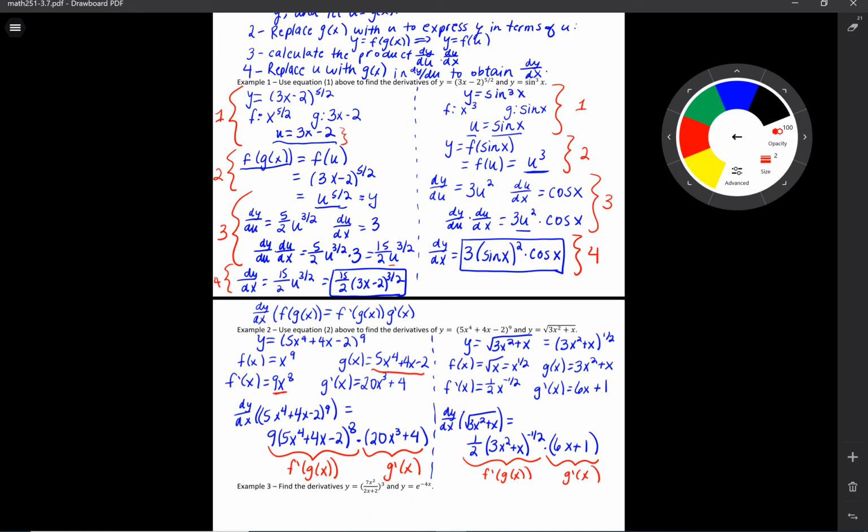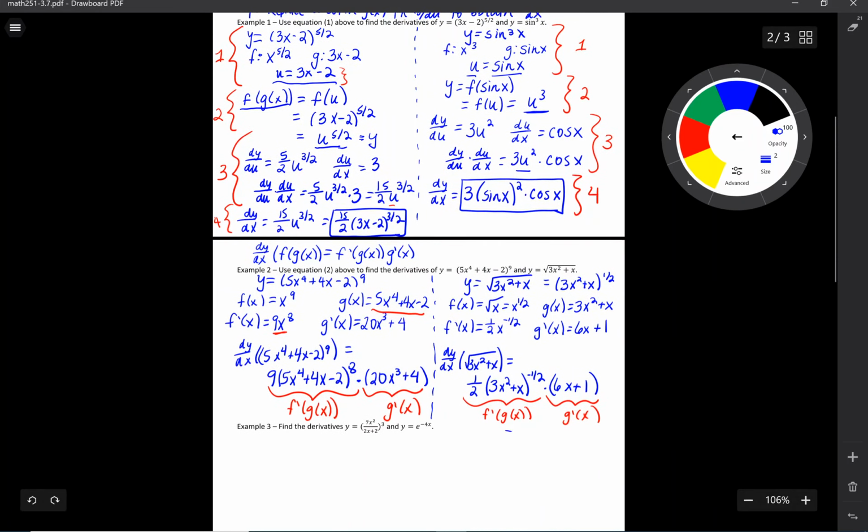If the negative exponent bothers you, we could rewrite this, since that negative exponent will end up on the bottom, as 6x plus 1 over 2 times the square root of 3x squared plus x. But if you left it as is right here, that would be okay too.